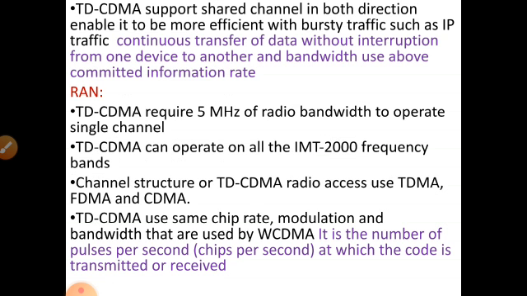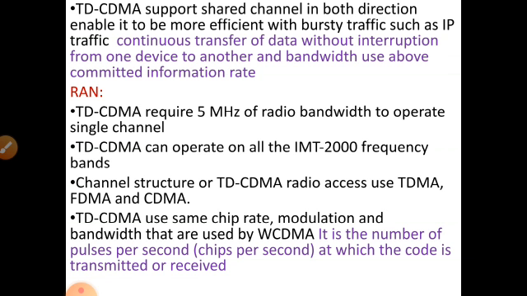So let us see this TD-CDMA. It shares channels in both directions, and it is more efficient with bursty traffic. What is the meaning of bursty? It is the continuous transfer of data without interruption from one device to another device. So what is the meaning of bursty traffic? It is the bandwidth used by users above the committed information rate. For example, I fix the information rate at 1 kbps. Suppose the bandwidth exceeds from 1 kbps to 2 kbps, that is nothing but bursty traffic.